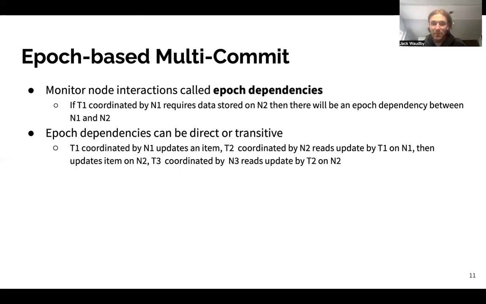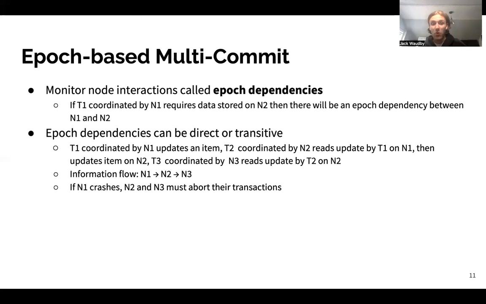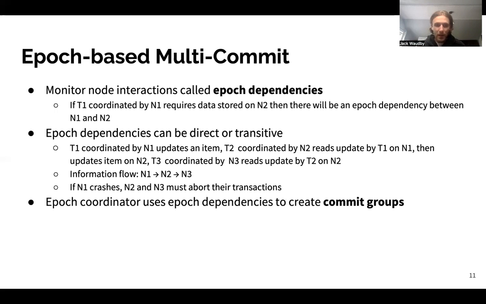So we now have this sort of transitive information flow between all three of these database nodes. So if node 1 crashes, we also now need to abort the other two nodes because, as I said before, there's this flow of information. So they now need to be thought of as one unit of commit. And this is exactly what the epoch coordinator does, right?